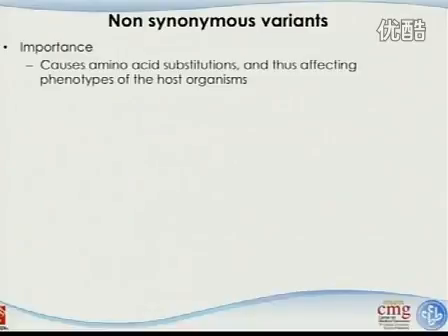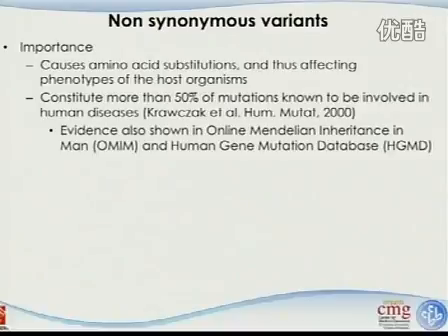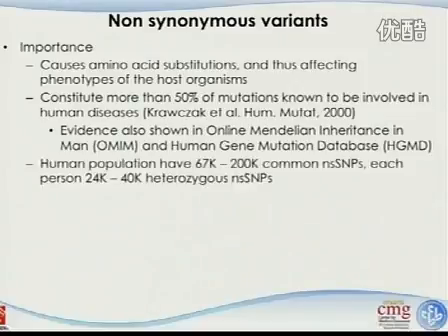Okay, so let's go to the most important type of variants, which is the non-synonymous variations. The importance of this is it causes amino acid substitutions and thus affects phenotypes of a host organism. It constitutes more than 50% of the mutations known to be involved in human disease, and there's evidence also shown in the OMIM database and HGMD. The human population has anywhere from 67,000 to 200,000 common non-synonymous SNPs. Each person has 24,000 to 40,000 heterozygous non-synonymous SNPs.